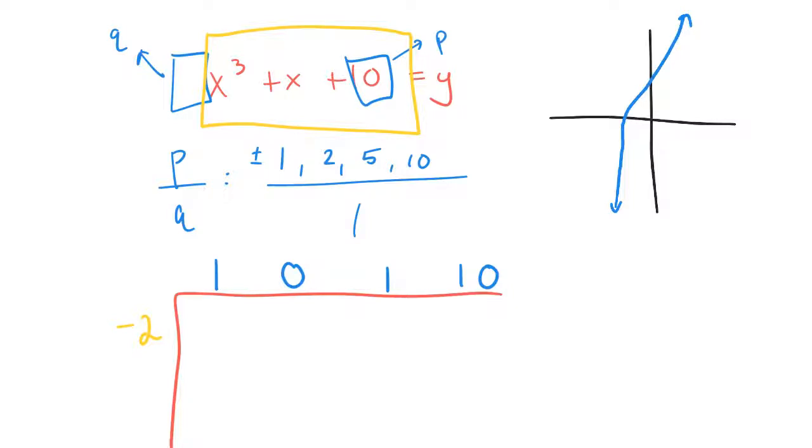Let's go ahead and test negative 2. We start by bringing down the first thing. Whatever's here, you bring it down. We then remember we have to multiply these two and add it to the next column heading. Negative 2 times 1 is negative 2. Negative 2 plus this 0 here is still negative 2. I then take negative 2 times negative 2, which gives me positive 4. Then plus the 1 here gives me a positive 5. And then negative 2 times the 5 is negative 10.